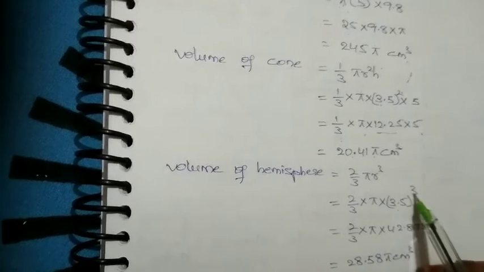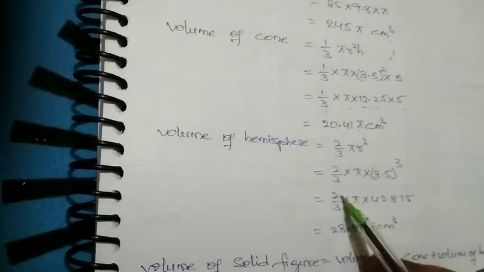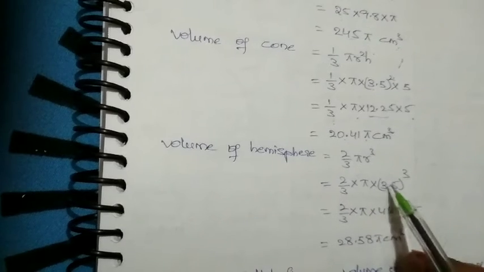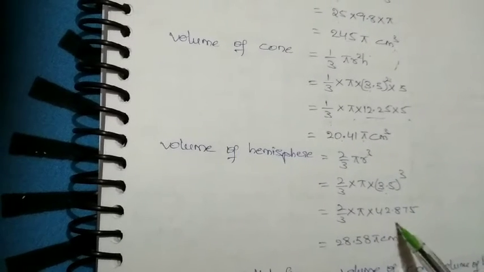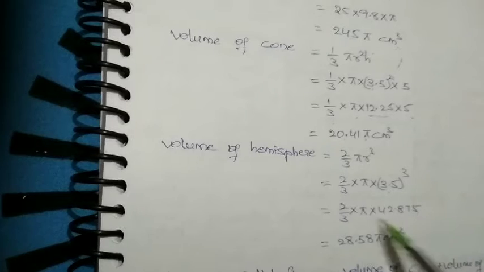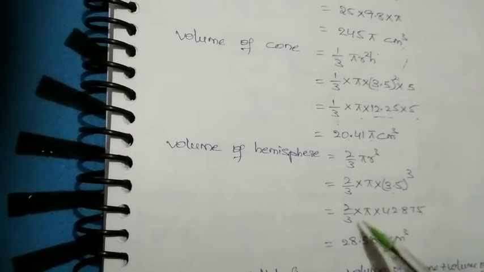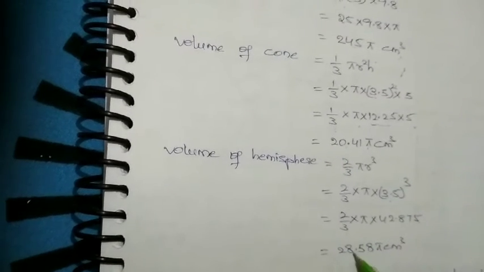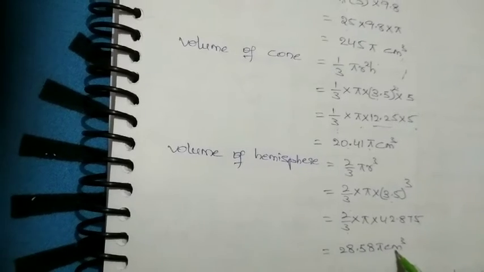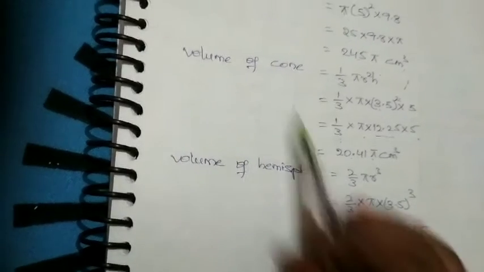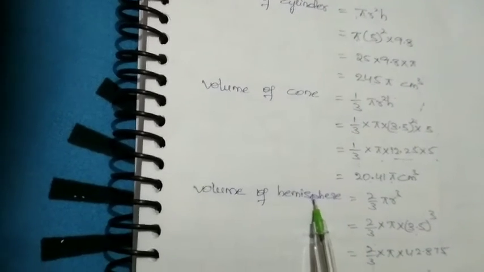So it is 3.5 whole cube. So 2 by 3 I am taking as it is into pi, and the cube of 3.5 will give you 42.875. Now if you multiply these two and divide by 3, it gives you 28.58 pi centimeter cube. Now we've got the volume of cylinder, volume of cone as well as volume of hemisphere. Now substitute in your formula. This is your formula, right?